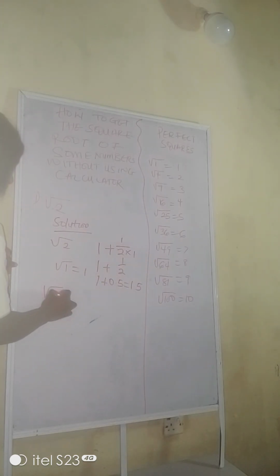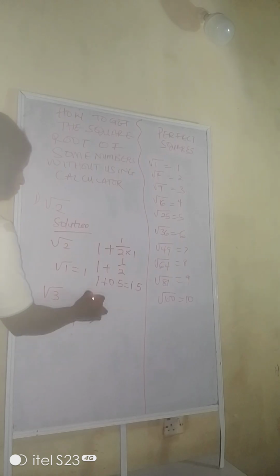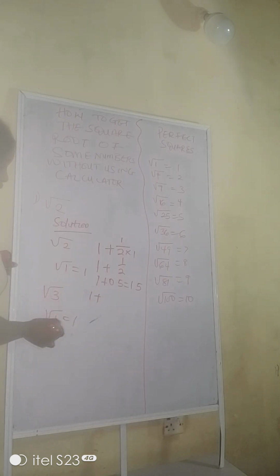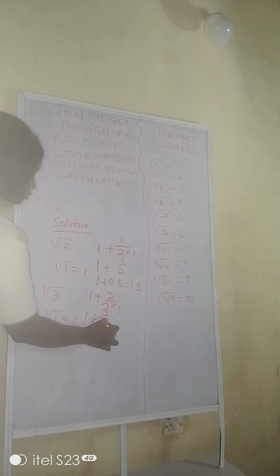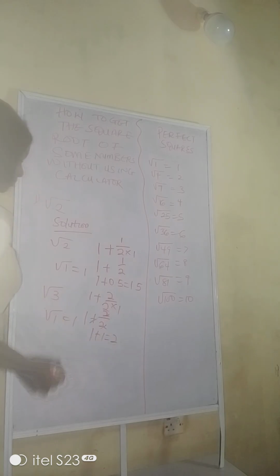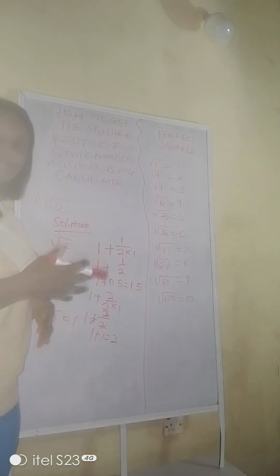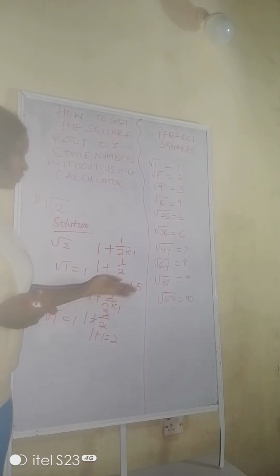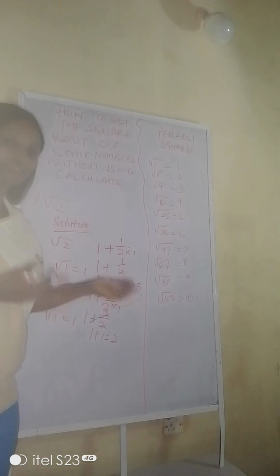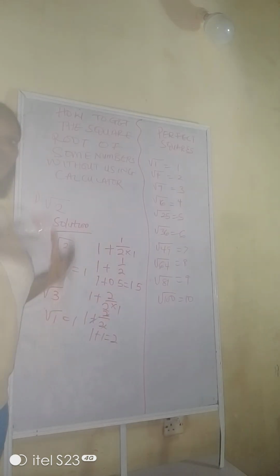Root 3. The perfect square that is close to root 3 is what? Root 1. So root 1 will give us 1. Then we have 1 plus 3 minus 1, which is 2, over 2 times this 1. That will be 1 plus 2 over 2. 2 divided by 2 is 1. So that is 1 plus 1, which is 2. Now, the square root of 3 is 1.7 something. So if you round it off, you can get 2. That's why I'm saying that you can get something closer to the exact square root you get when you use a calculator.